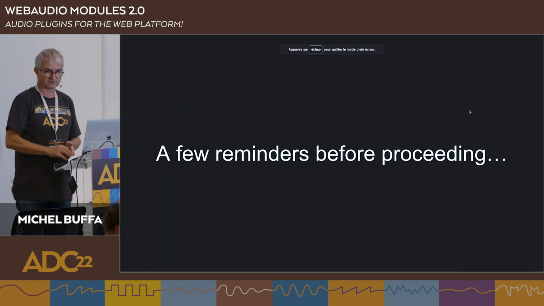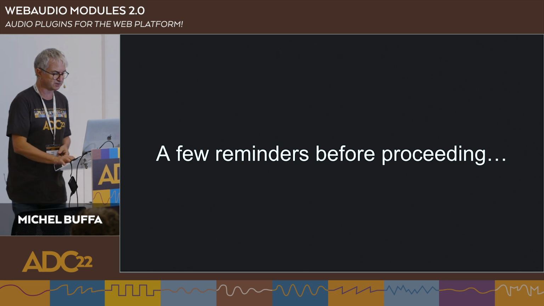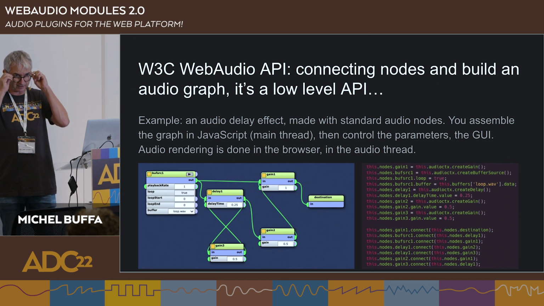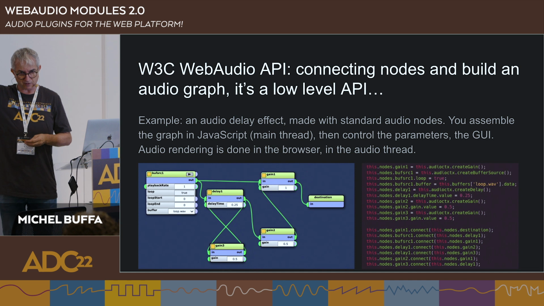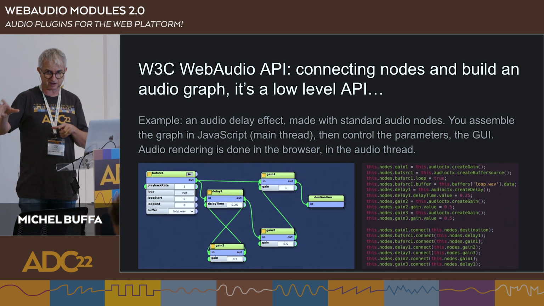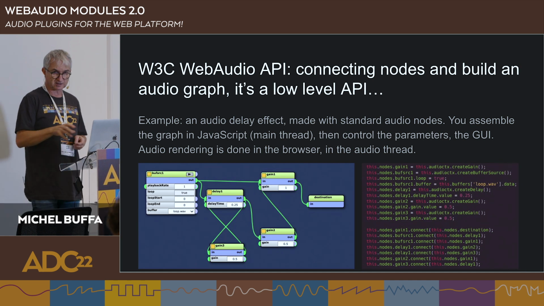So now I'm going to go a little bit deeper and tell you how you can start developing. So a few reminders. The WebAudio API has been first designed with an audio graph in mind. So you assemble nodes. Okay, each node is a gain, a filter, a wave shaper, whatever. And some nodes can be sources.